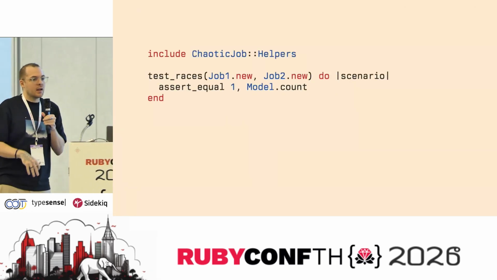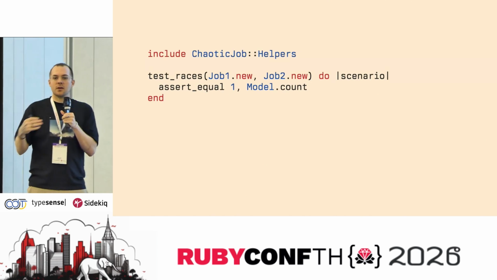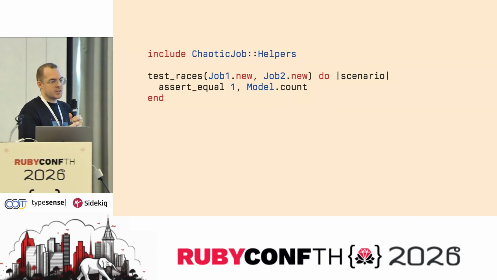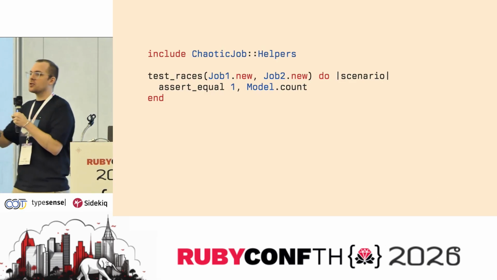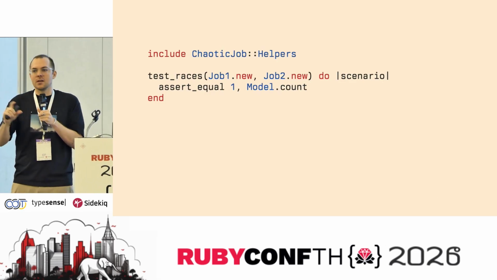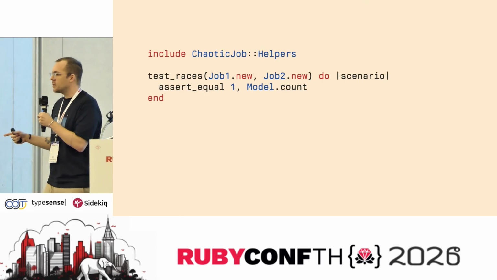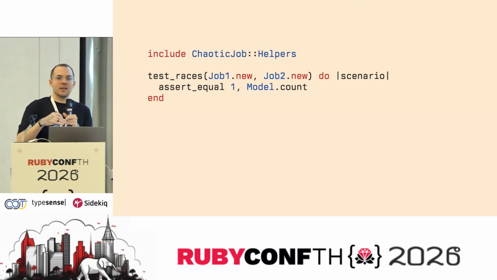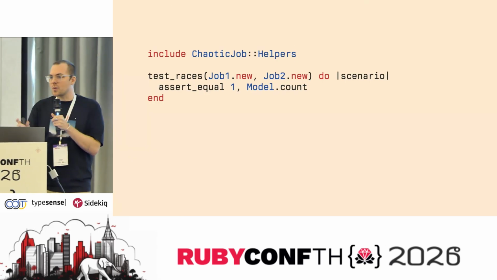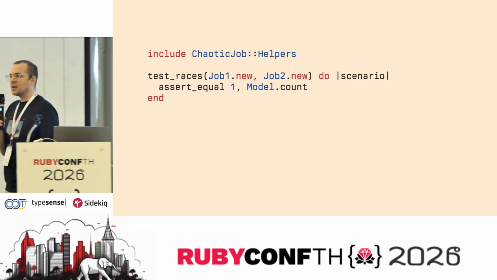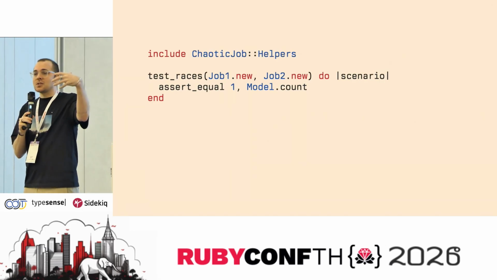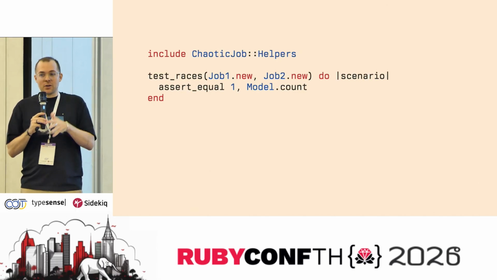And we can use a similar top-level macro, test races in this case, just give it two job instances, and it can do much the same thing. Just run each job once, tracing all of the operation events, take those two arrays, and then do some Ruby permutation math to just say, what are all of the possible permutations? Now, again, that number is likely to be huge, so we're not going to run all of them.